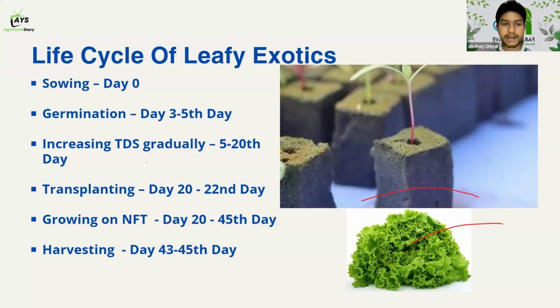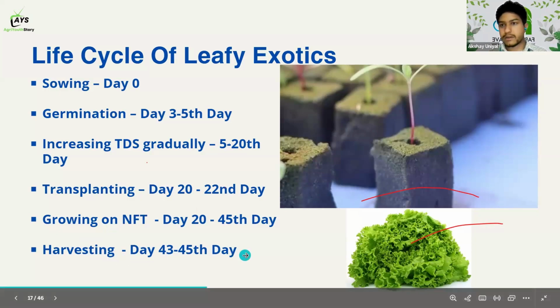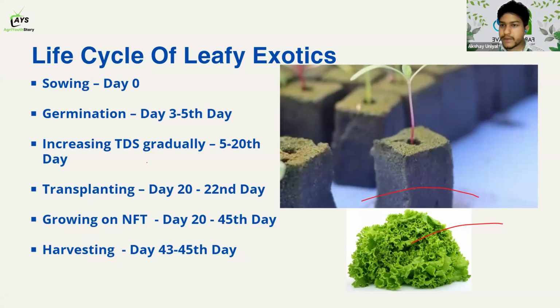Then we will start growing in the NFT or DWC culture, whatever system we have, and then we will harvest on the 45th day. This can start on the 45th day also, or finish on the 45th day also. It will depend on the type of plants, but this is a typical cycle.